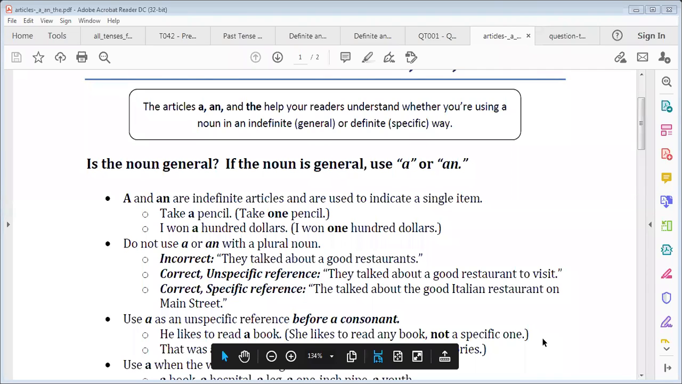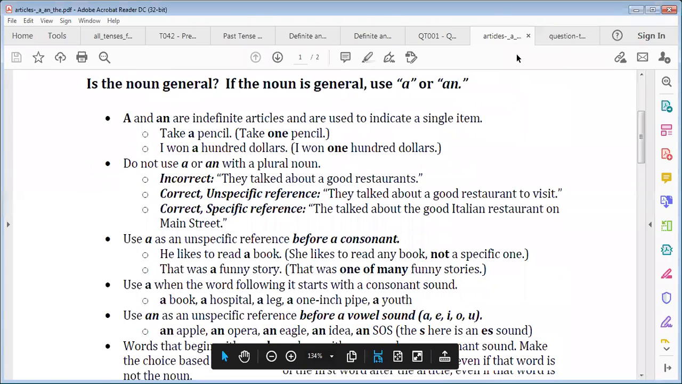Let's read the rules. The articles a and the help your readers understand whether you are using a noun in an indefinite or definite way. Means whether the noun is specific or it is a general noun. Depending on that, we are going to use the articles. So this is clear that articles are used with nouns.